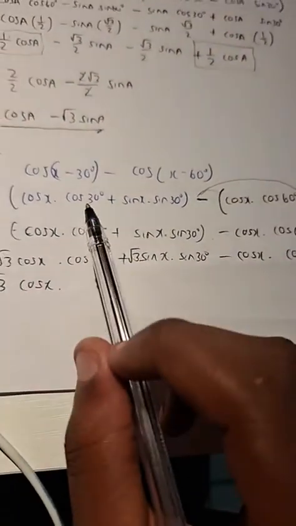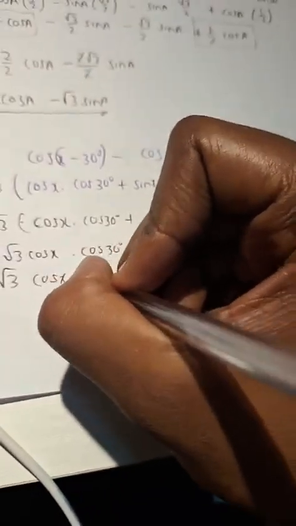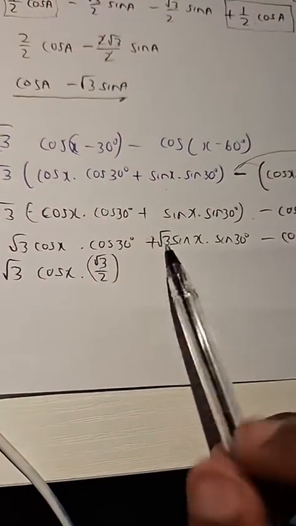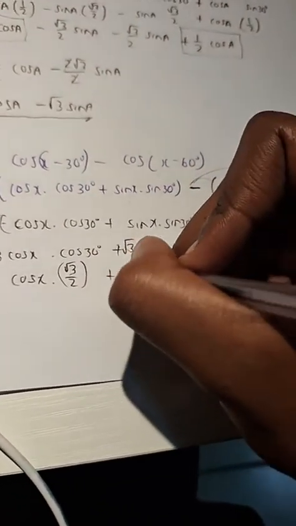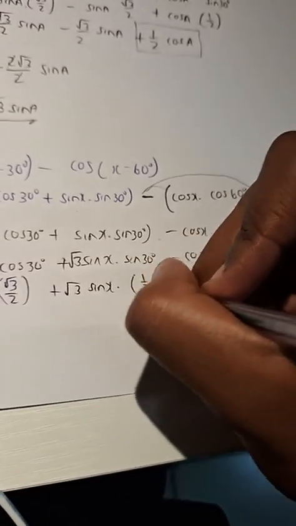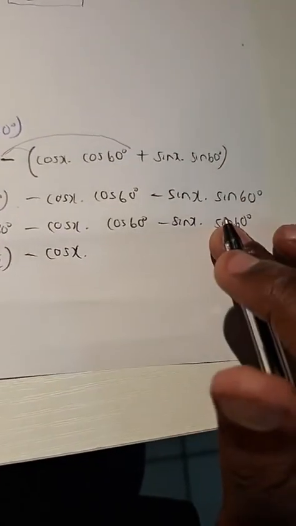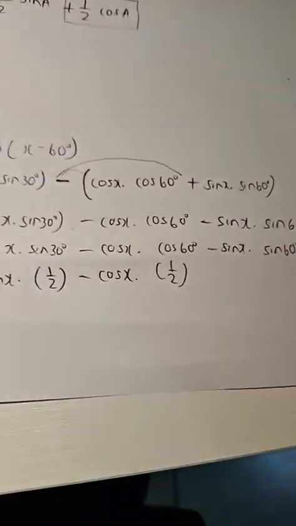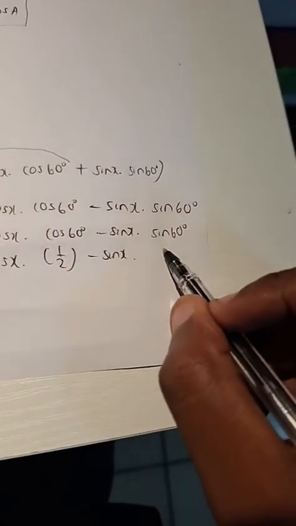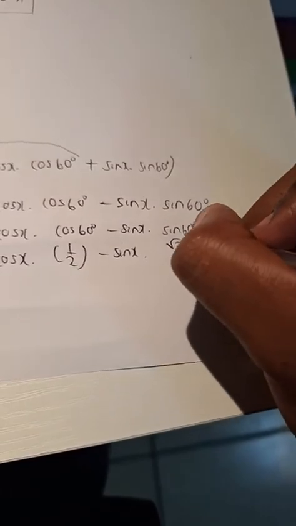Cos 30. Remember, even in the previous problem, cos 30 we found is root 3 over 2. But we typically use our calculator. And then plus root 3 sine x sine 30, which is actually equal to a half. Minus cos x cos 60. Remember, cos 60 is also equal to a half. If you use your calculator, you'll be able to find it. Minus sine x, and then sine 60 is actually equal to root 3 over 2.